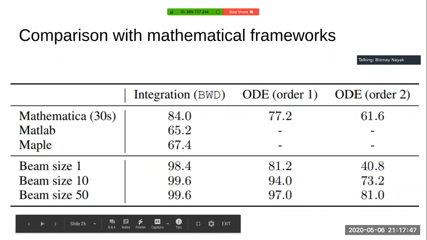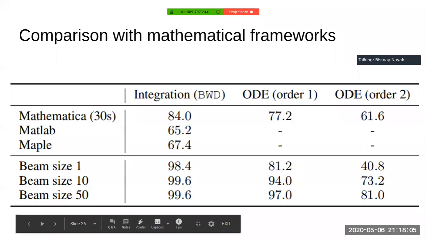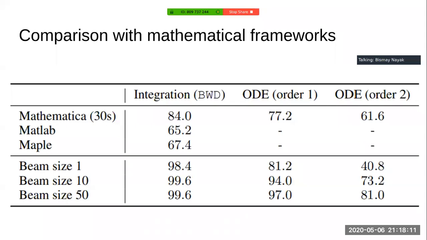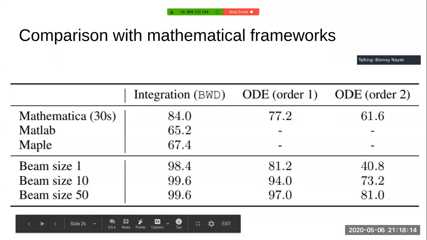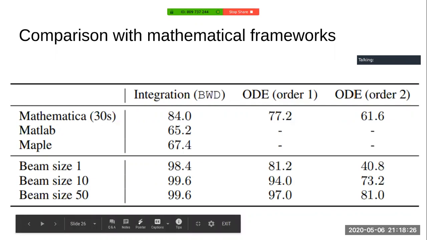Similarly, in the case of ordinary differential equations, you can see that I don't think MATLAB and Maple were able to solve this. So Mathematica was the only one that was used to compare against these kinds of problems. Even there, for first order, all three of the models used by the authors do much better than the results of Mathematica. And for second order as well, except for the beam size of one, the other two models do very well in that case too.